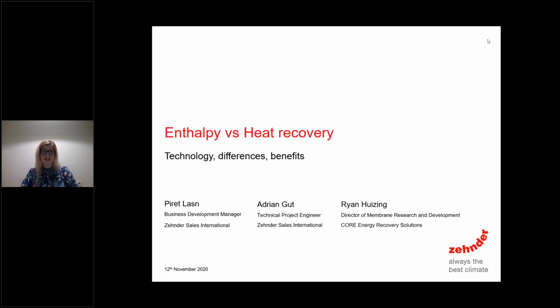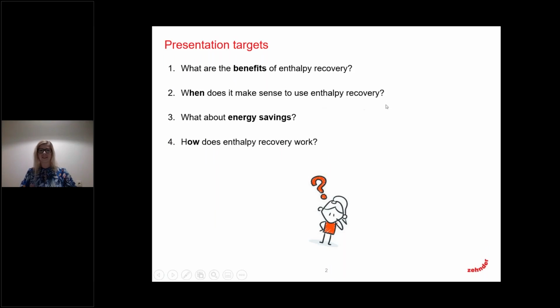The webinar is enthalpy versus heat recovery. The technology, the differences between the two solutions, and the benefits for enthalpy and then for the heat recovery as well. The targets for the presentation. Yes, the targets then.